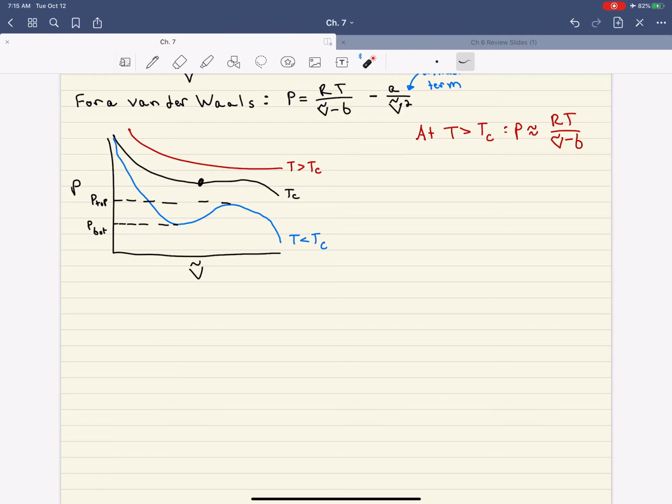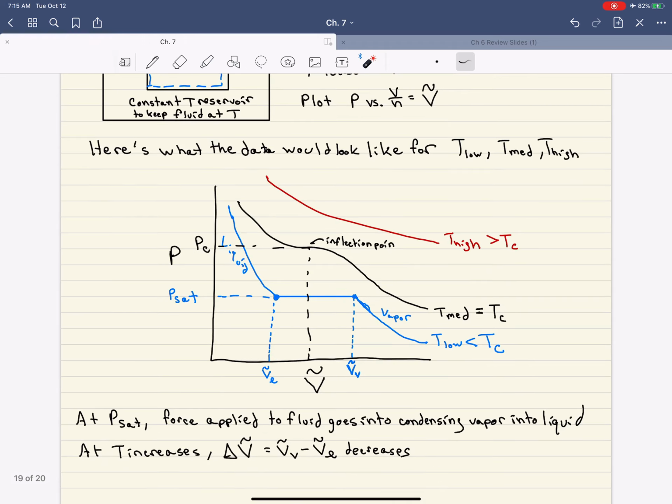And between P top and P bottom, in this pressure range here, we see that there are pressure values that correspond to different molar volumes as well, right? And so if we go back to the experimental data, that's what we would want to see. We would want to see some sort of pressure that corresponds to two different volume values.